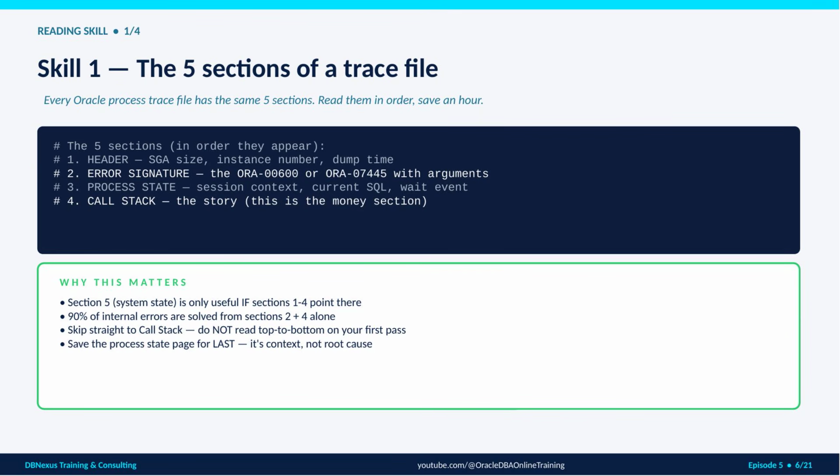Section 3, process state. Which session hit it? Current SQL statement, wait event at time of crash, context. Section 4, call stack. The story. This is where the bug lives. If you only had 60 seconds, read this section. Section 5, system state, surrounding context. Other processes. Only useful live. Sections 2 and 4 point there.